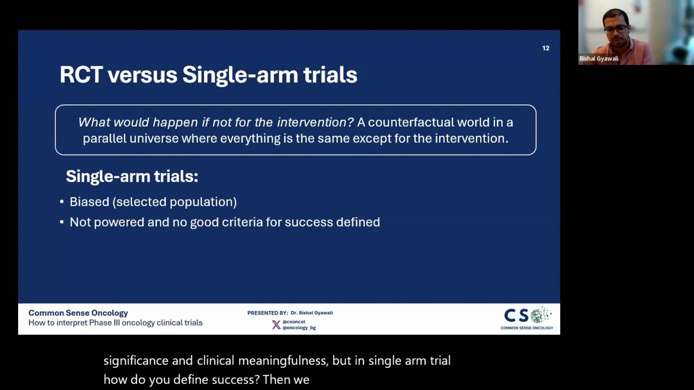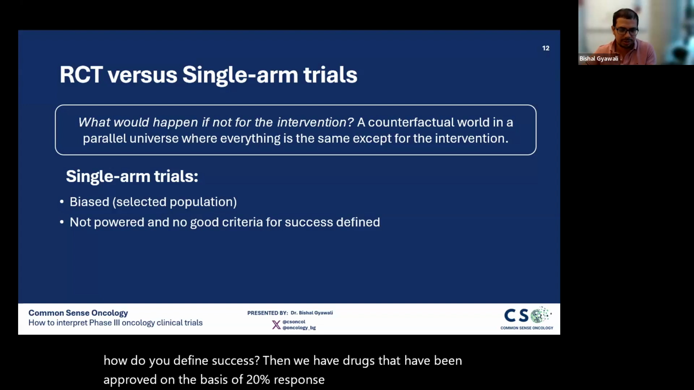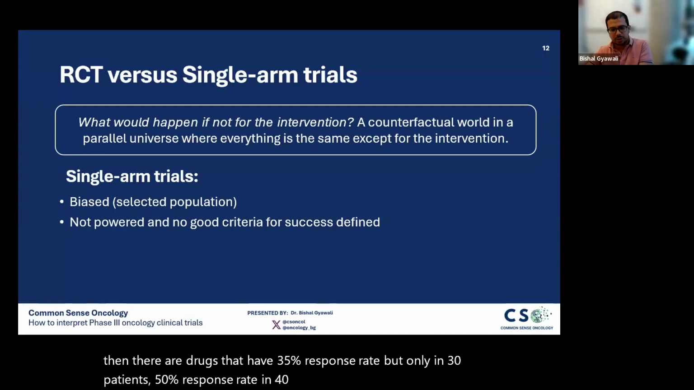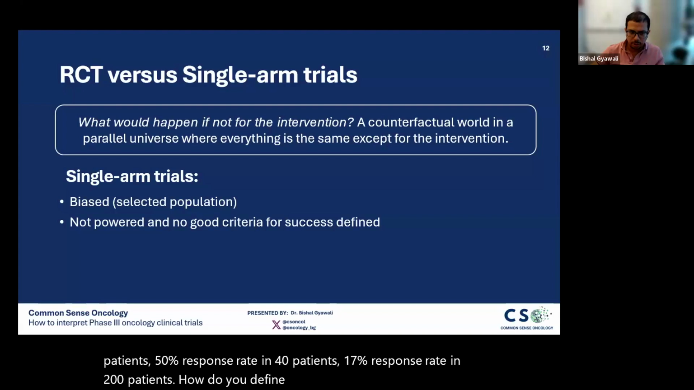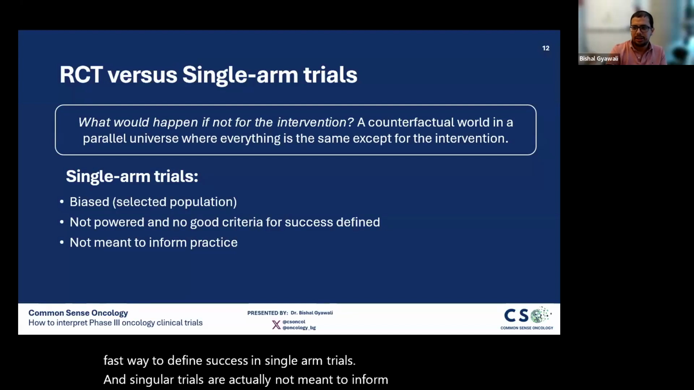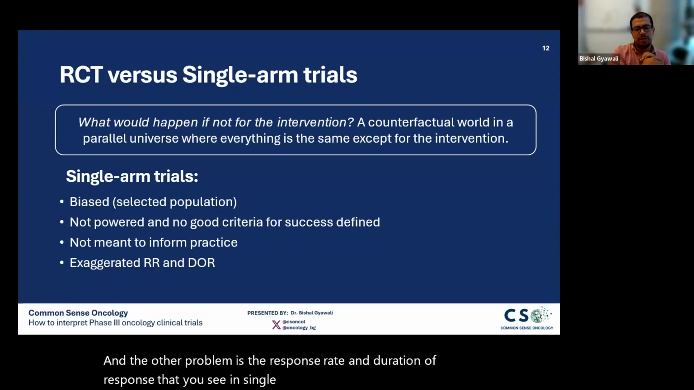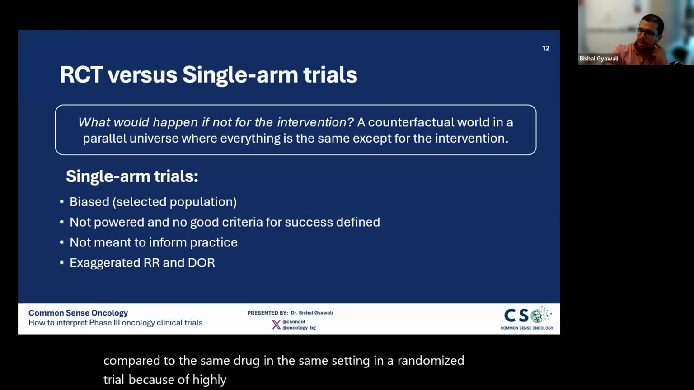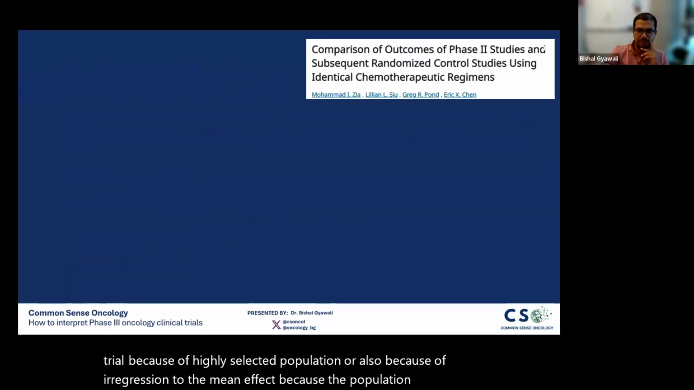We have drugs that have been approved on the basis of a 20% response rate in 50 patients. And then there are drugs that have a 35% response rate, but only in 30 patients, a 50% response rate in 40 patients, a 17% response rate in 200 patients. How do you define success? There is no hard and fast way to define success in single arm trials. And single arm trials are actually not meant to inform practice. And the other problem is that the response rate and duration of response that you see in single arm trials are usually exaggerated compared to the same drug in the same setting in a randomized trial, because of the highly selected population, or also because of a regression to the mean effect because the population is small in single arm trials.